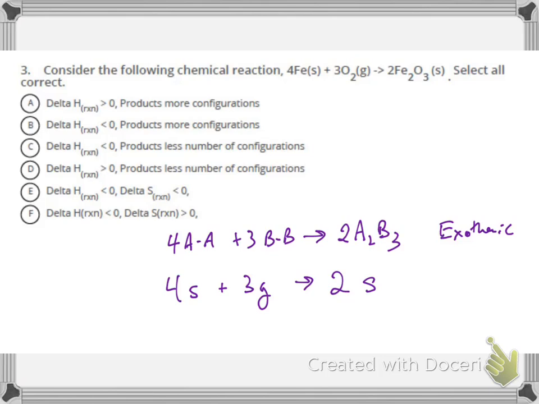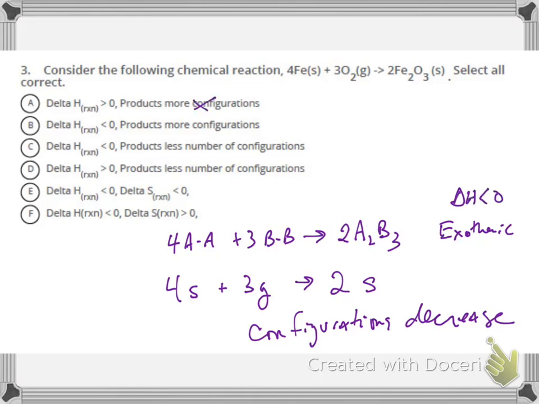When we do the phase analysis, we see that there's 4 solid plus 3 gas to make 2 solids. Overall, the effect is that the number of configurations decrease. They go down. We expect delta S to be less than 0. So the products definitely don't have more configurations, so A is wrong, and delta H is not greater than 0, so that's wrong. Delta H less than 0, that's true, but the products do not have more configurations, so B is wrong. C has both the correct sign for delta H and the lesser number of configurations in the products, so C is true. D is wrong.